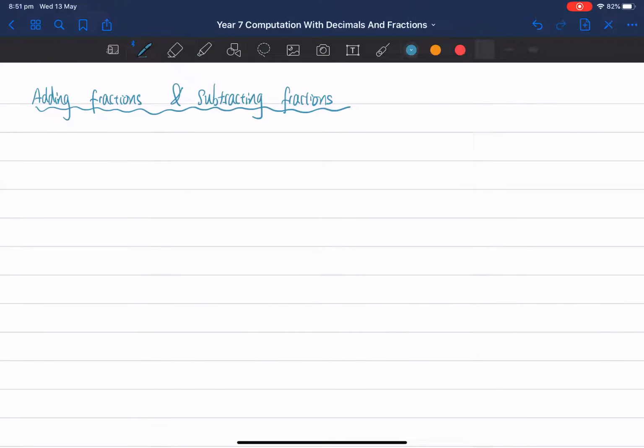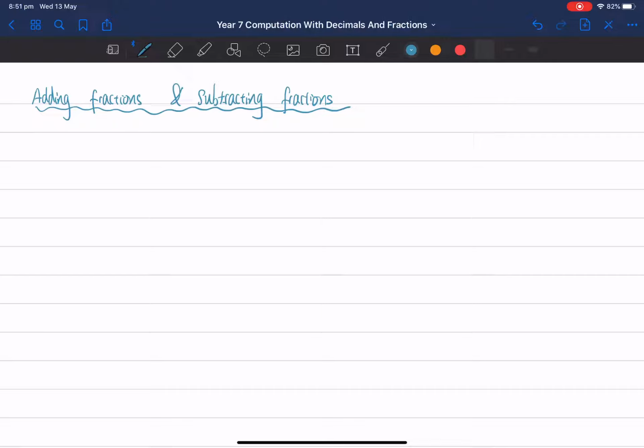Okay, hi everyone. Today we're going to do adding fractions and subtracting fractions. So how do we add and subtract fractions? Now, first of all, adding fractions is quite easy if the fractions have the same denominator, so the fractions can be simplified easily.